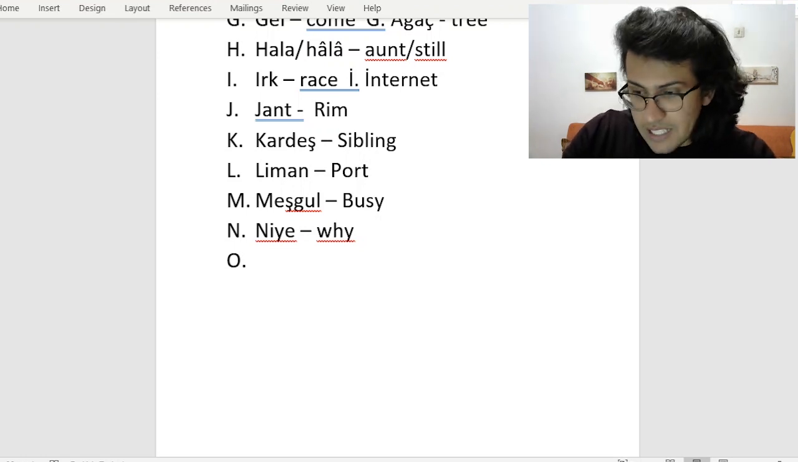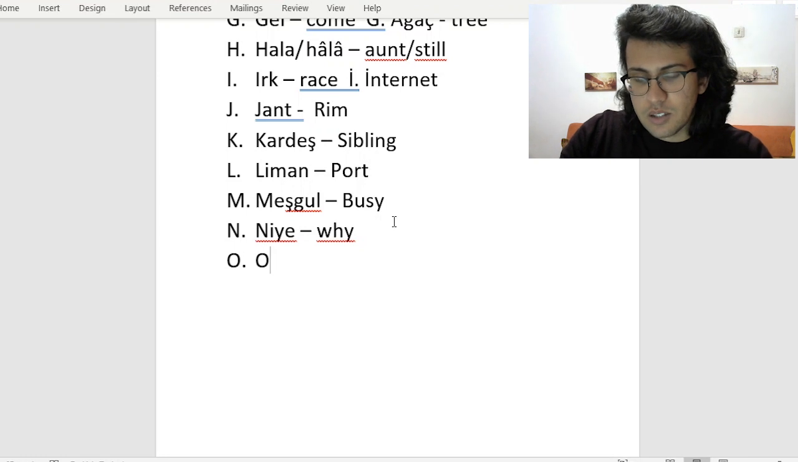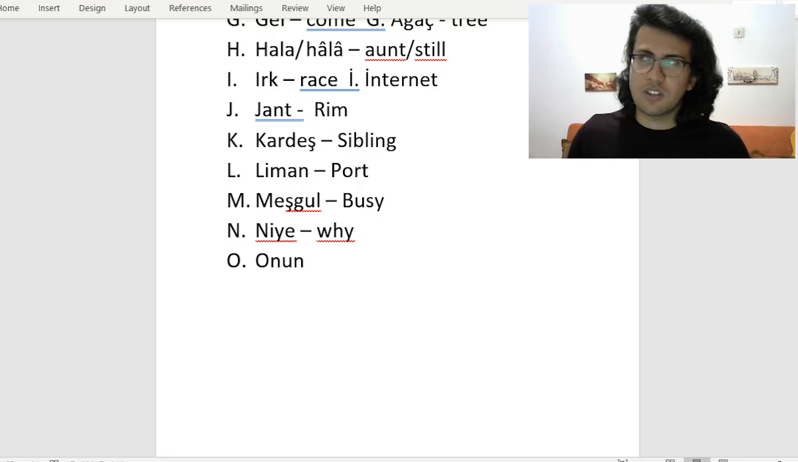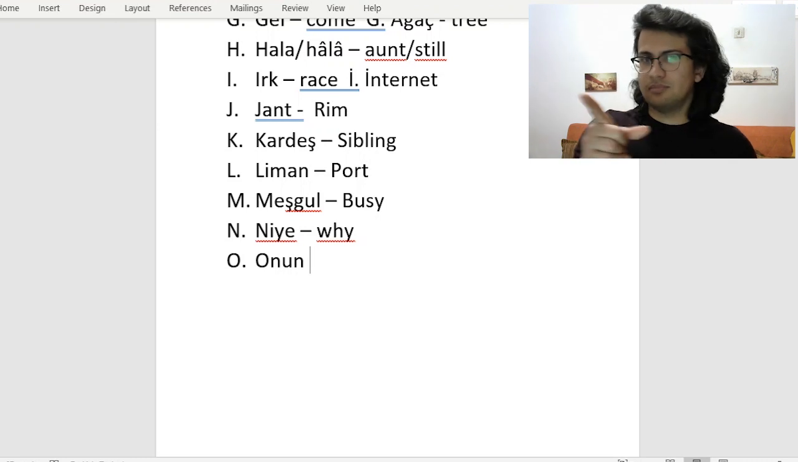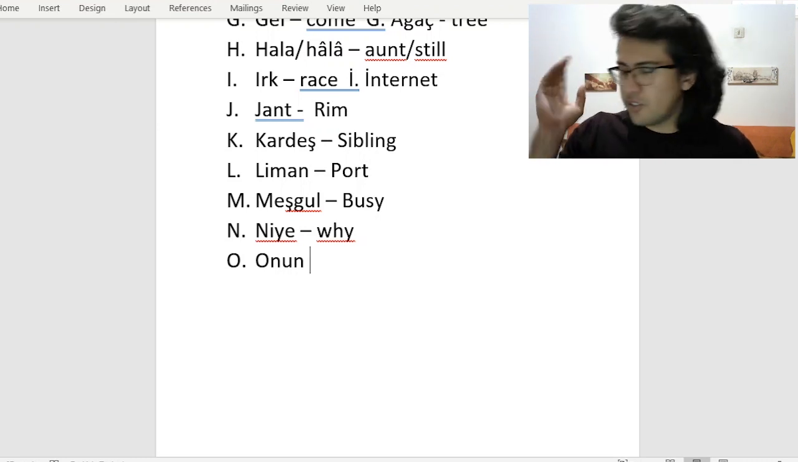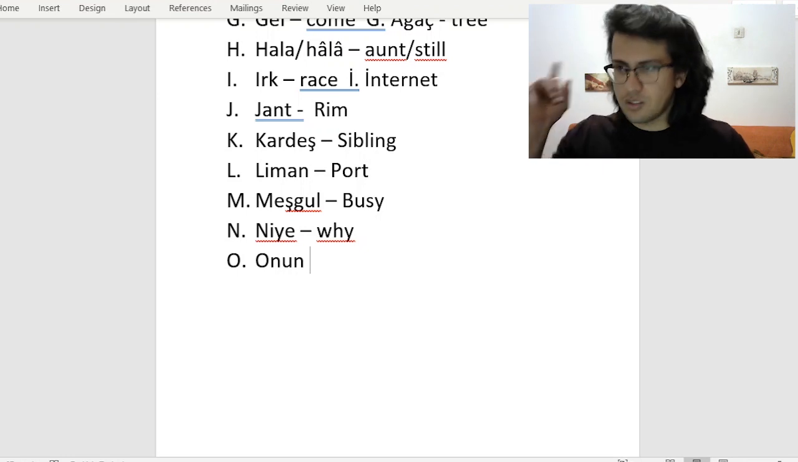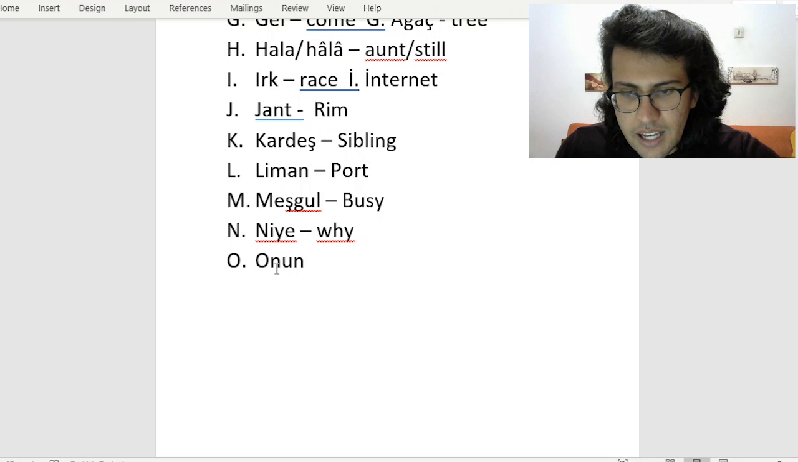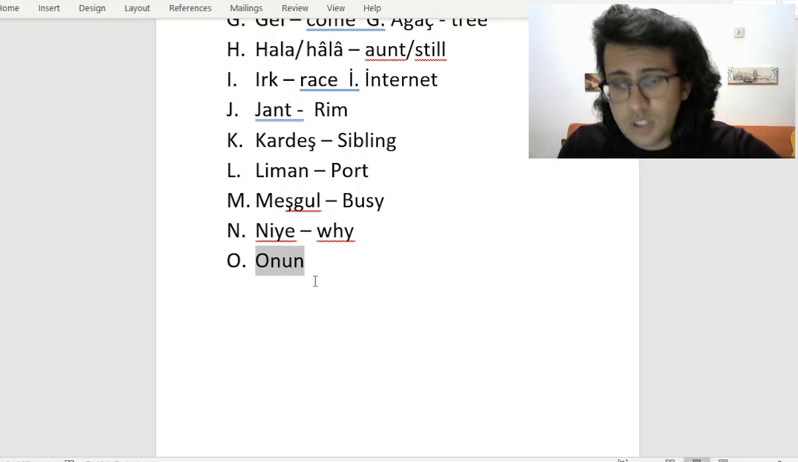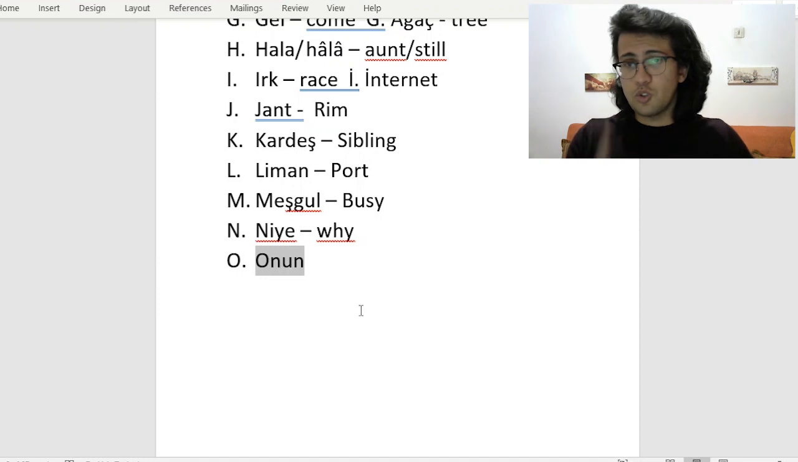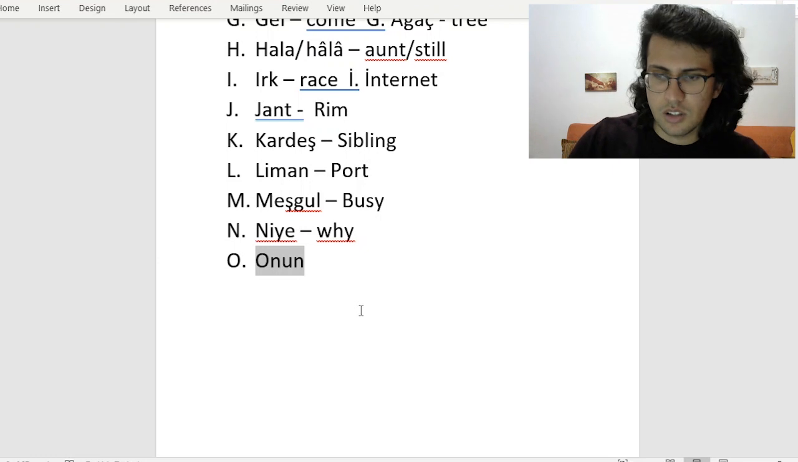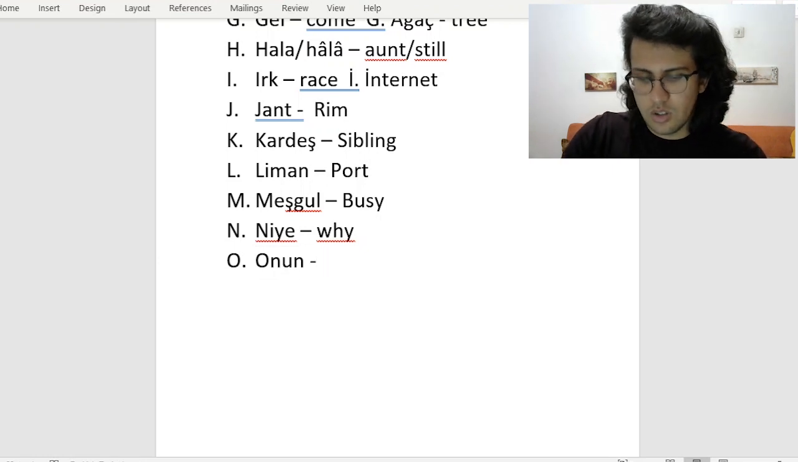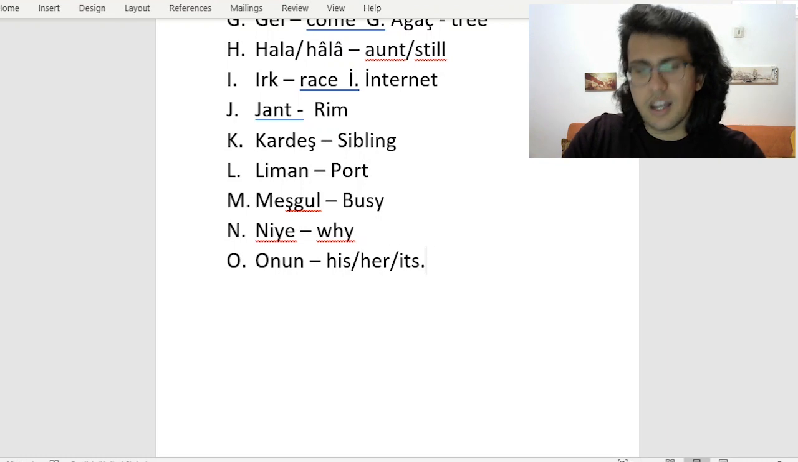Okay, so the next letter we have is the letter O. And the word is onun. Or I could have just stuck with the word o, which is the pronoun for anyone, whatever gender, whatever they are, whatever they identify as, doesn't matter, it's o. And instead I've written onun, which means it belongs to that person, object, whatever. Onun. So this is his, her, its, and so forth.